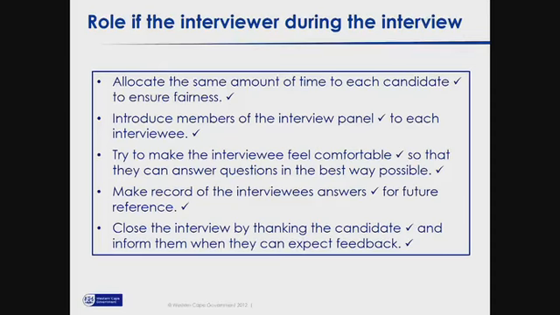So as the interviewer, you must make the person feel as comfortable as possible so that you can get the best type of response from them, so that you can make the most informed decision as to who you are employing. Okay, the next point, it says make a record of the interviewee's answers for future reference.